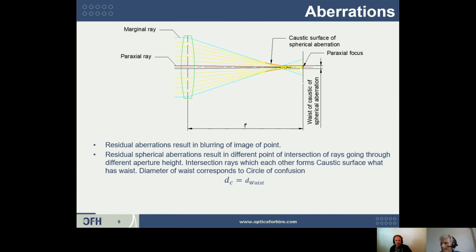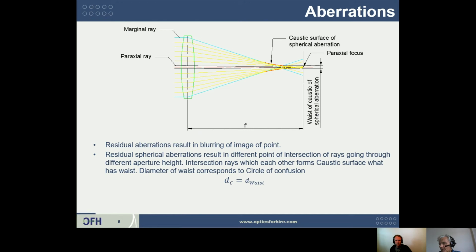Aberrations. So tell me a bit about how aberrations can impact circle of confusion and depth of field. Aberrations just result in blurring of the point image. The point image is going to increase and convert to some spot.